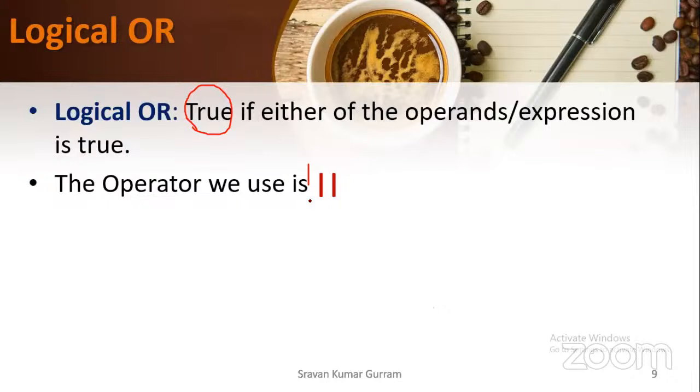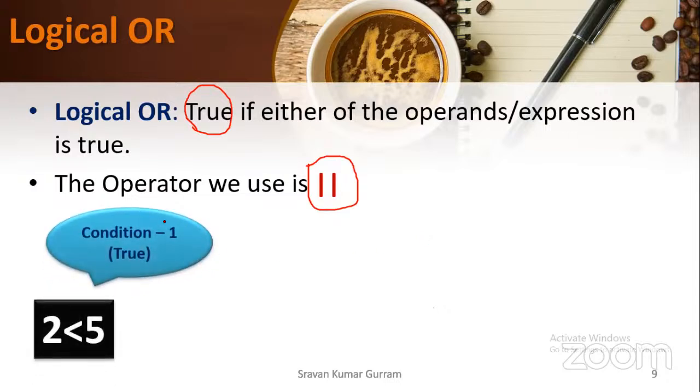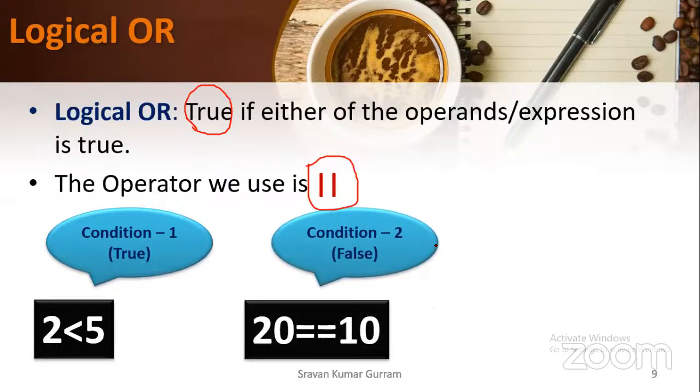The operator we use to implement logical or is two pipe symbols. General terminology is pipe symbol. Technical terminology is logical or operator. Now see, we have condition 1, 2 less than 5, that is true. Condition 2, let us say 20 is equal to 10. This is false, right? 20 is different, 10 is different. Obviously, these two values are not equal. So 20 is equal to 10 is false.